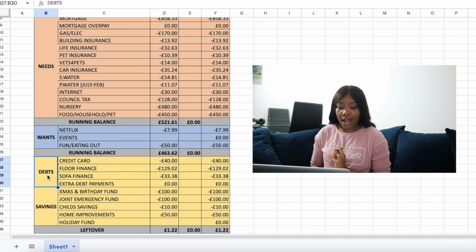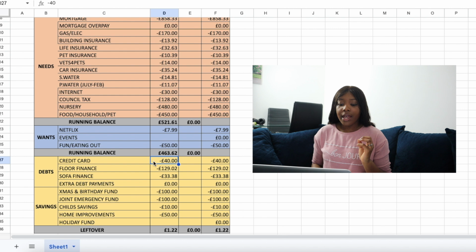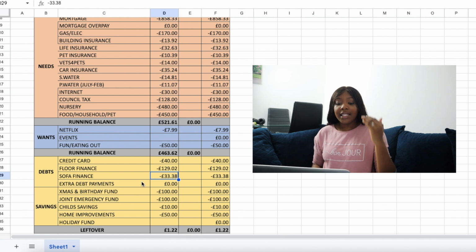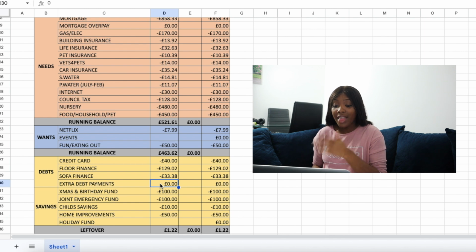Okay, so let's move down to the debt. So I assume that these are just minimum payments, so it doesn't look like they are making any extra payments. So they've got 40 for their credit card, so again, I assume that's a minimum payment. They've also got floor finance, so I assume this was maybe some home improvements and they took out finance for that. Sofa finance, again, this is probably, you know, maybe once they moved into their home, they ended up having to finance some things. And they do have a section for extra debt payments, but they're not currently putting anything into that at the moment.